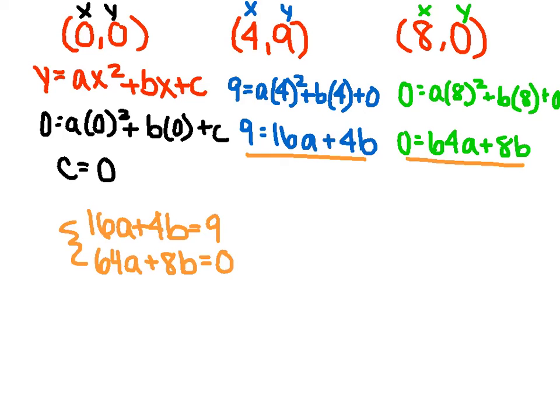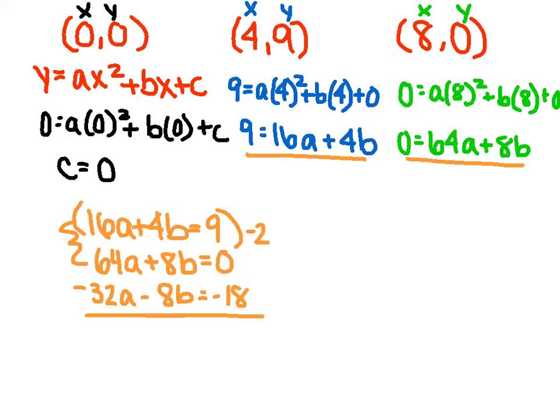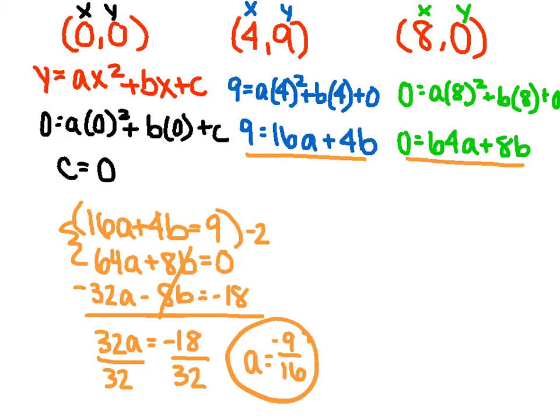How should I eliminate one of these variables, Cameron? Very good. And when you reduce here, you get that a is negative 9 over 16, which is good because remember that's what our a value was whenever we found vertex form, and they need to be the same.